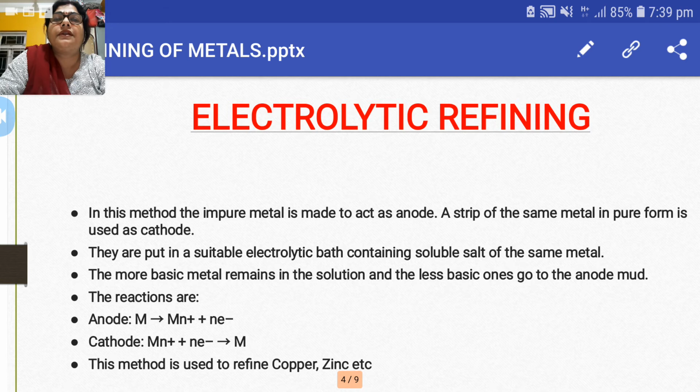Here what will happen is the more basic metals will remain in the solution, and the less basic ones will form the anode mass, and the reactions will take place at the respective anode and cathode. So the oxidation and the reduction will be taking place at the anode and cathode respectively.